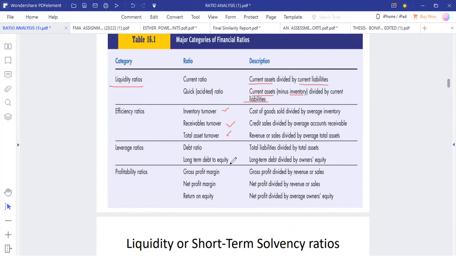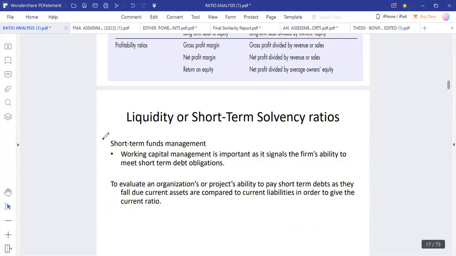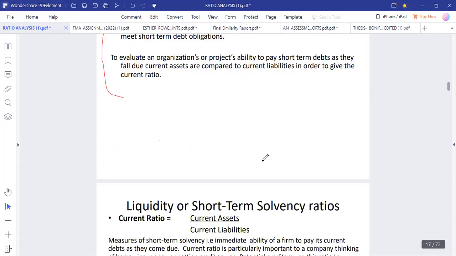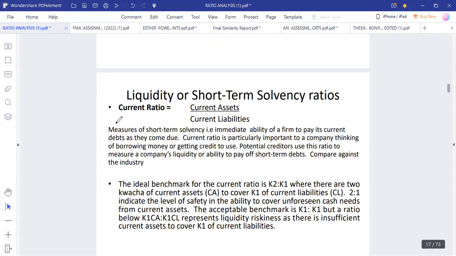So far, so good. So now, let me break down what I've already explained. The liquidity ratios, or short-term solvency ratios, are there to help you understand your solvency problems. They help you evaluate the firm's ability to meet its short-term debts as they are due. So the two formulas we talked about start with the current ratio, which is current assets over current liabilities.